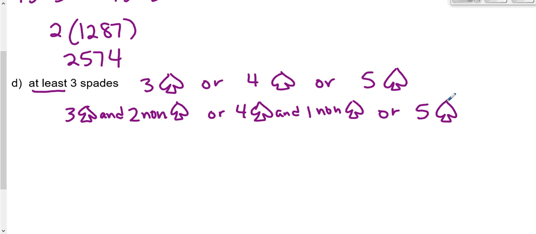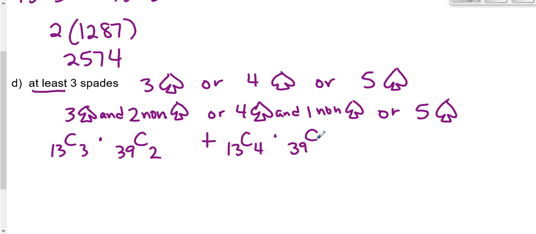Okay, so how many ways are there for this to happen? So 3 spades. Well, how many spades are there? 13. How many do you get? 3. And times 2 non-spades. How many non-spades are there? Let's see, there's 52 cards, 13 are spades, 39 are not spades. 39 non-spades, how many are you getting? You're getting 2. Plus 4 spades. There are 13 spades, how many are you getting? 4. Times 1 non-spade. There are 39 non-spades, how many are you getting? 1. Or, so plus 5 spades. There are 13 spades, how many are you getting? 5. Okay, so we're going to compute all of this.